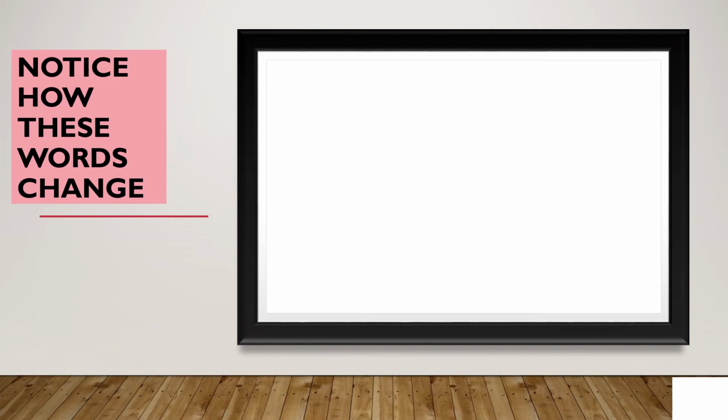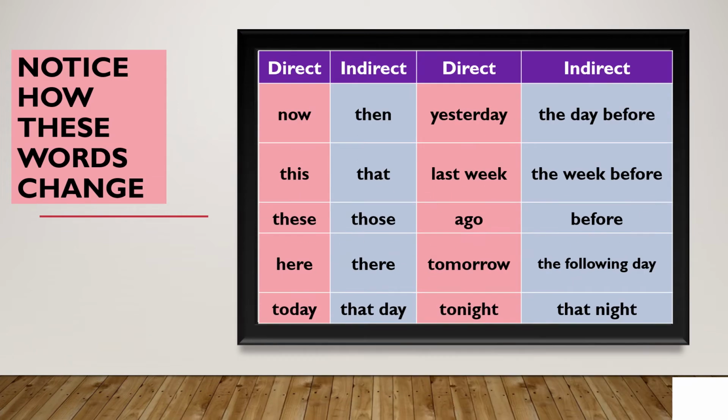Notice how these words change from direct into reported speech. Now becomes then. This becomes that, and it's for the singular. These becomes those for plural nouns. Here becomes there. Today becomes that day. And yesterday becomes the day before.